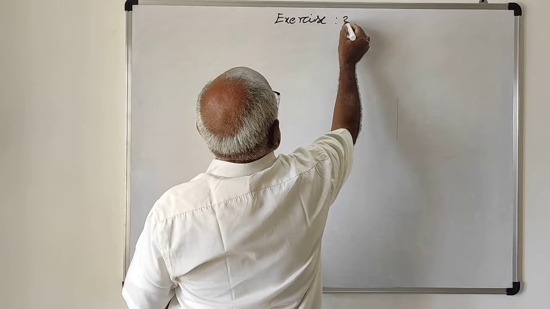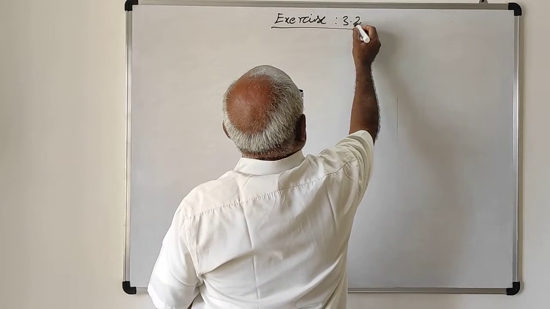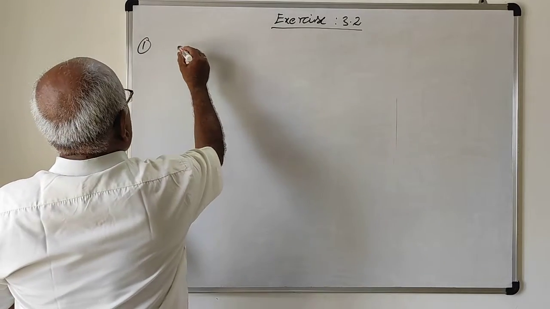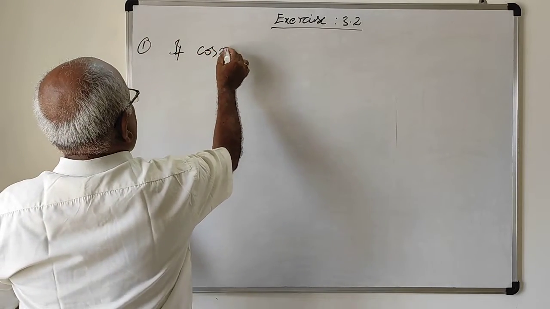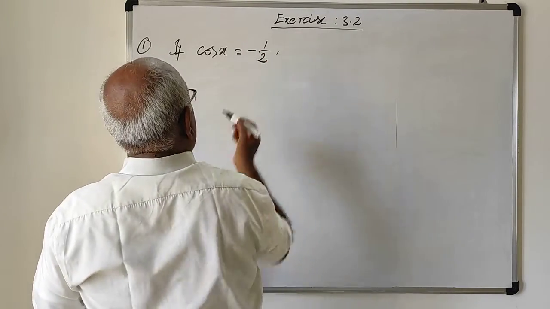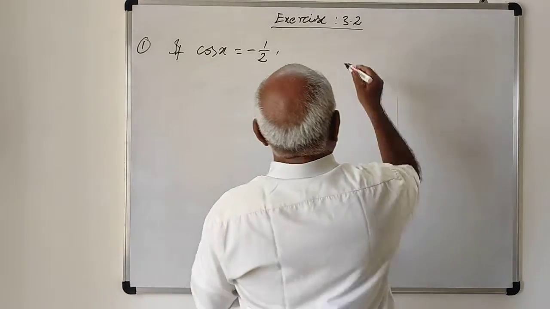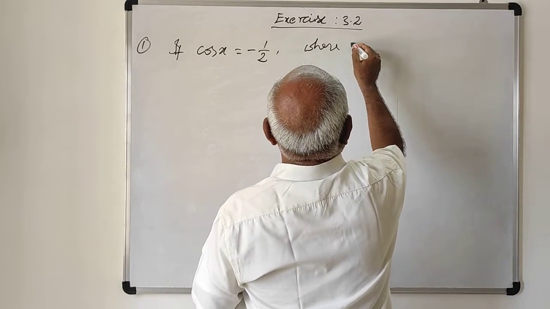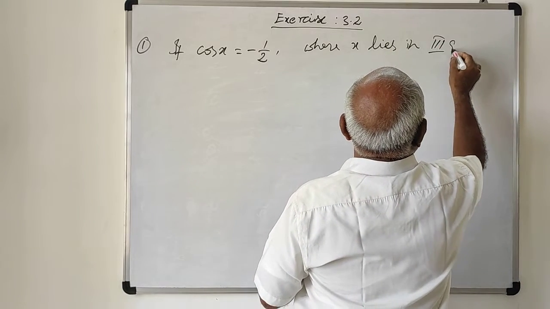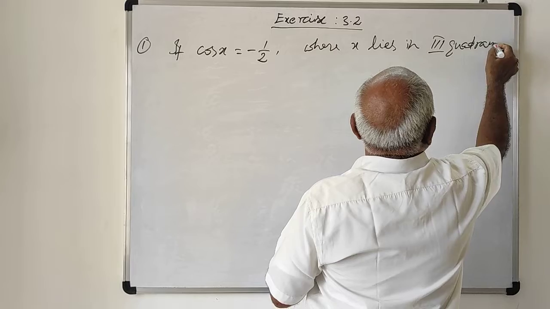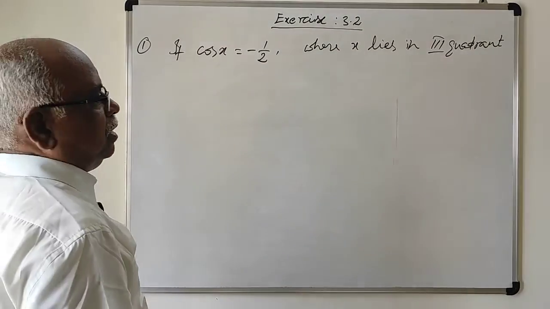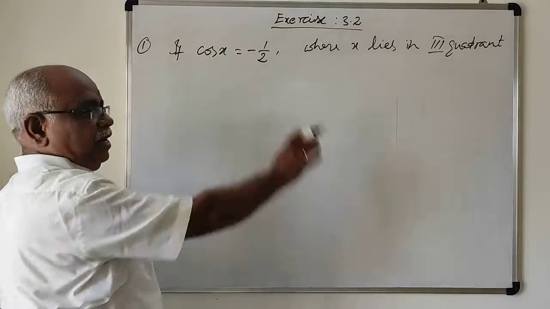Exercise 3.2. Problem number 1. If cos x equals minus 1 by 2, where x lies in the third quadrant, find out the remaining 5 trigonometric ratios.